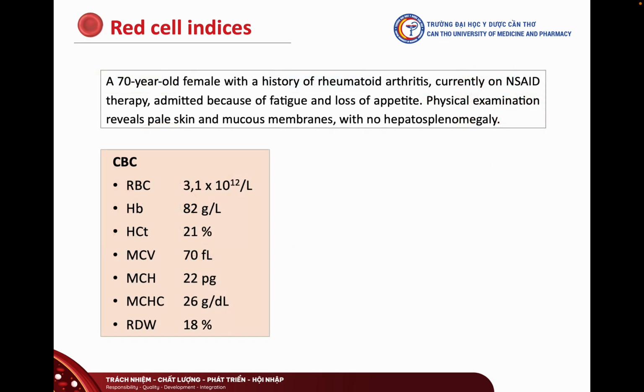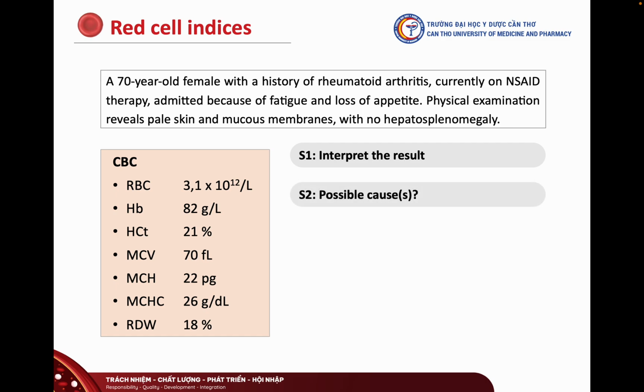Okay, now let's turn to the next case. We have a 70-year-old woman with rheumatoid arthritis, currently on NSAID therapy. She presents with fatigue and loss of appetite. On examination, she is pale, but there is no hepatosplenomegaly. Now, let's take a look at her CBC result. Analyzing the result reveals that this is a case of microcytic and hypochromic anemia.